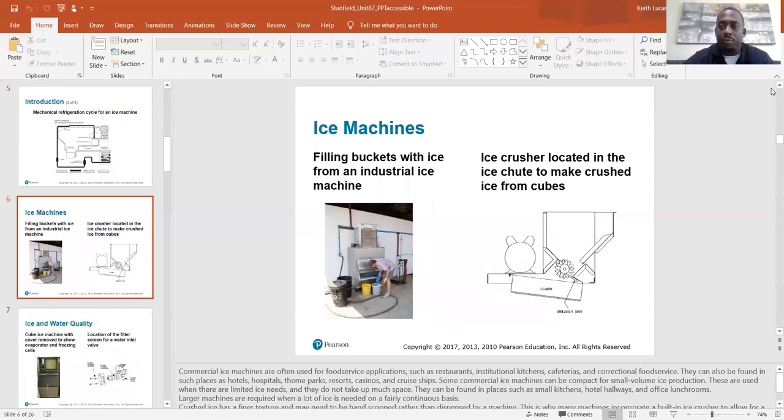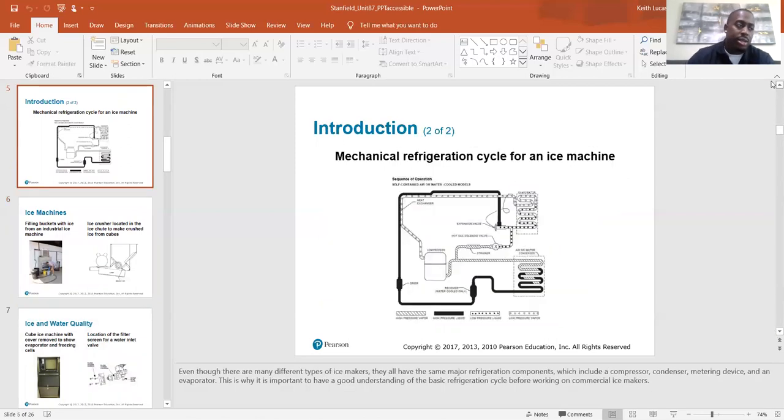A quick review of that refrigeration cycle: the compressor is the heart of the system. The refrigerant leaves from the discharge line of the compressor into the condenser, from the condenser to the metering device, from the metering device to the evaporator, and then back to the compressor. We already know that cycle. We know it comes out as a vapor, goes into the condenser, and then comes out as a liquid, goes into the metering device, and then into the evap coil, comes out of there as a vapor, and back to the compressor. And that's what's happening here.